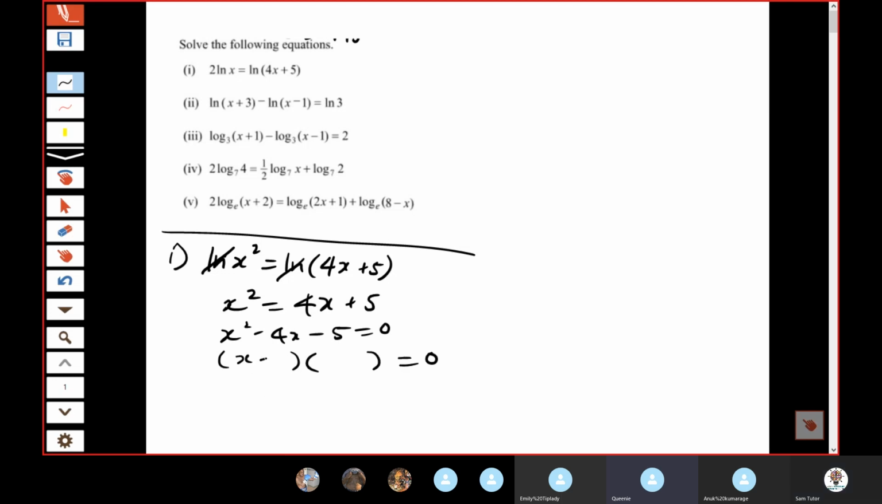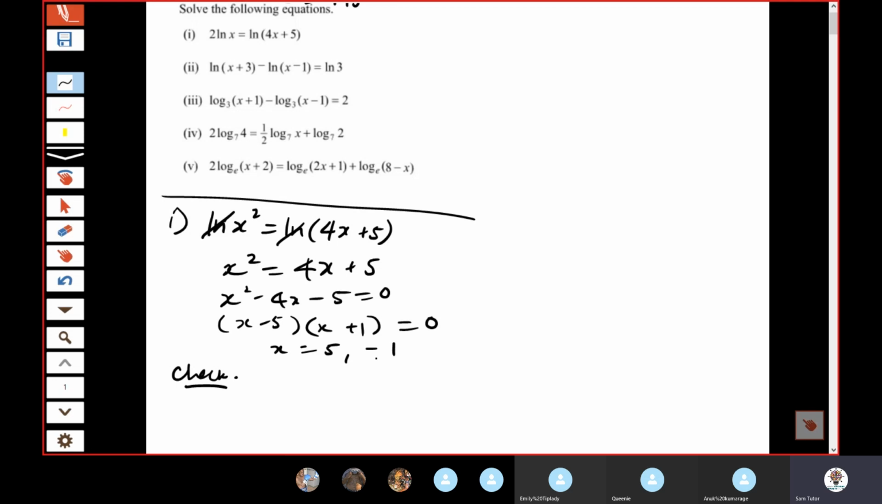x minus 5, x plus 1. x equals 5, negative 1. And then you check. Yeah, you should check. Because look, don't just think that because it's a negative it's wrong. It's only when you sub it in.